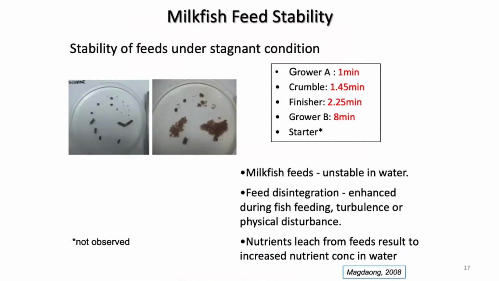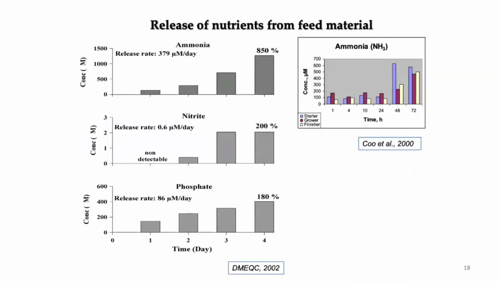The feeds currently used in Bolinao-Anda are not good quality feeds. They easily disintegrate in a few minutes, as we saw in our experiment, hence the nutrients are readily released to the water column. These graphs show the release of nutrients from feed material. In an experiment done at the lab, feeds release as much as 379 micromoles of ammonium per day, which translates to 850% increase in ammonium concentration in 4 days. The same trend is seen for the other nutrients.